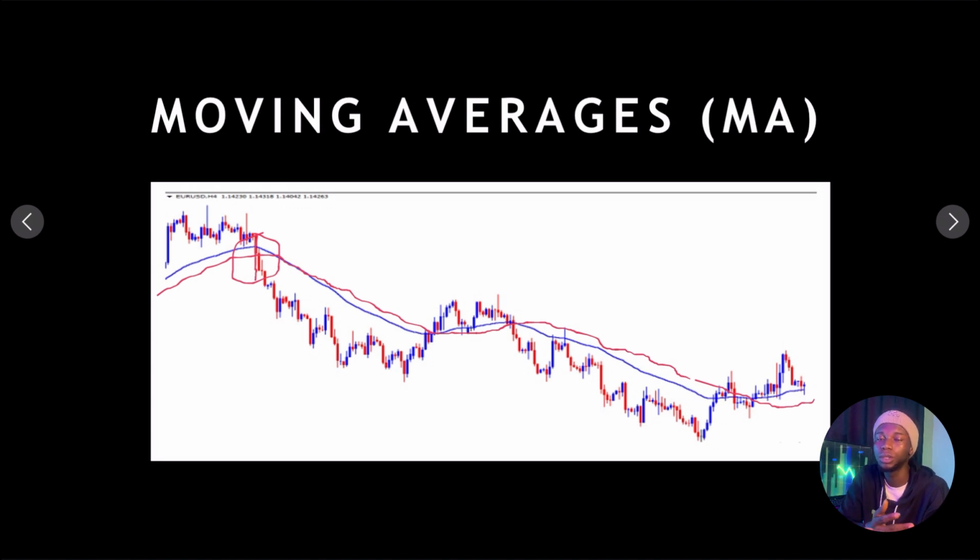And sometimes people use this 100 period moving average and some 200 period moving average. The 200 period moving average is used to represent long-term trend, and the 100 moving average is used to identify the medium-term trend, while the 50 moving average is used to identify the short-term trend.